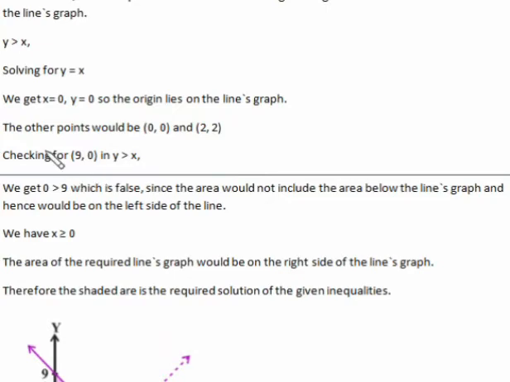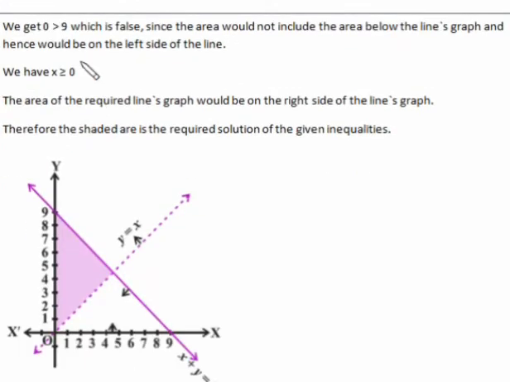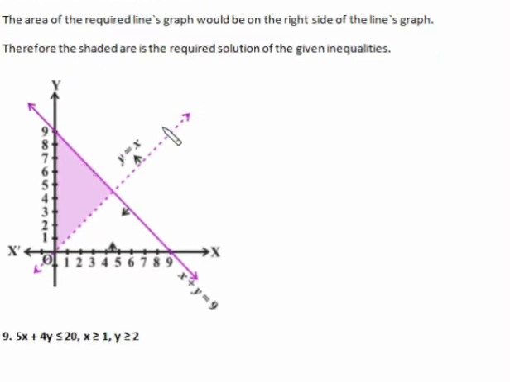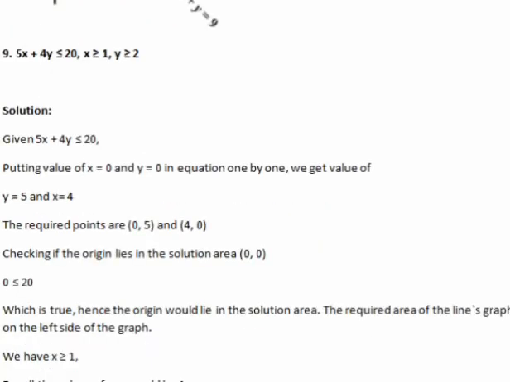y greater than x, solve y equal to x, x equal to 0. At the same points check 9 0. y greater than x, 0 greater than 9? No, it's false, means against the origin. And x greater than or equal to 0 means this one is also. This one is the dotted line towards this side, against the origin, and this one is towards the origin. So we get this one is the common region.